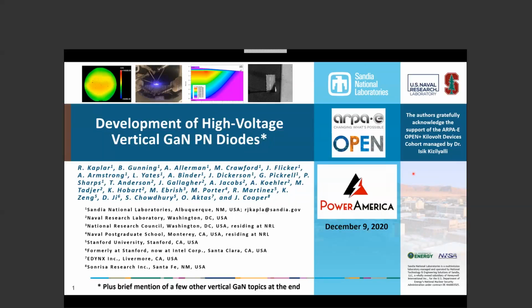Also, I'd like to recognize the team I have listed here. We have quite a big team for this program, and everybody listed here has done what I would term the real work. I'm coordinating this program, but everybody here has made very significant contributions. We've got our team at Sandia, a great team at the Naval Research Lab in Washington, and that effort's being led by Travis Anderson, and then also Srabanti Chowdhury's group at Stanford. And then Oscar Aktas at Edynix doing a lot of our reliability work, and Jim Cooper at Sunrisa, and of course Jim is very knowledgeable about silicon carbide devices. So we're trying to make use of some of that knowledge for this program in the vertical GaN. With that introduction, I'll get into the presentation.